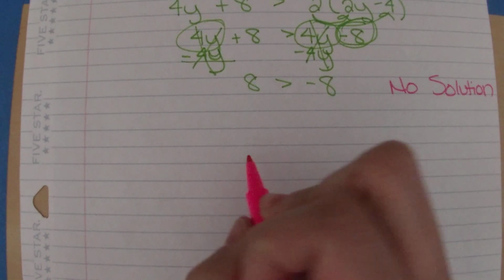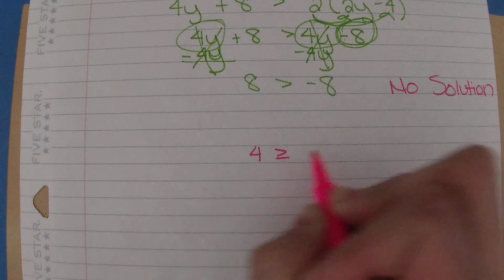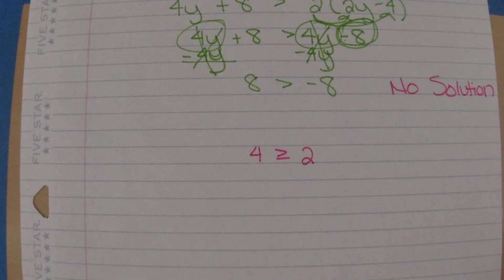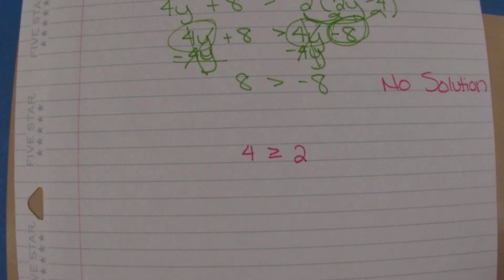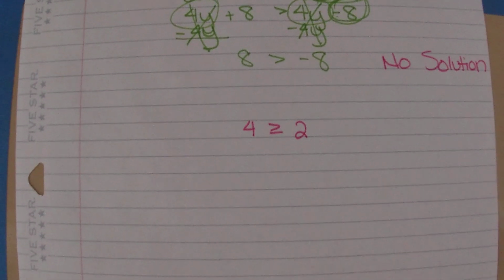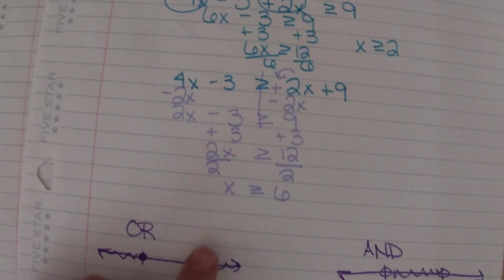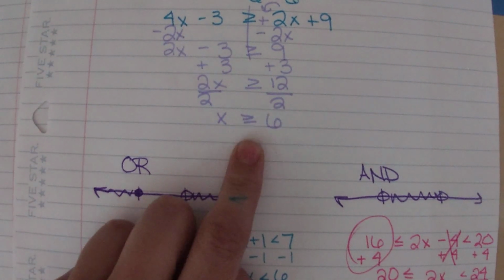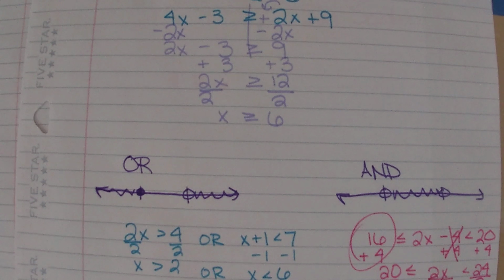Now, if we got something that is a true statement, like 4 is greater than or equal to 2, we would say that's all solutions. It has an infinite number of solutions because all of them is infinite. But if we get something that we just solve straightforwardly, that has one solution, and we would just say that our answer is x is greater than or equal to 6.